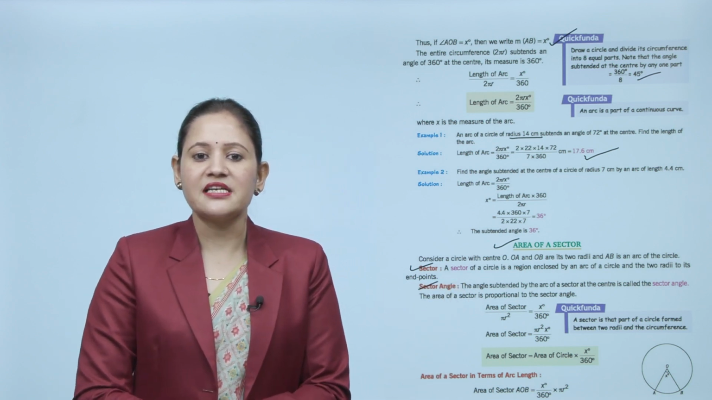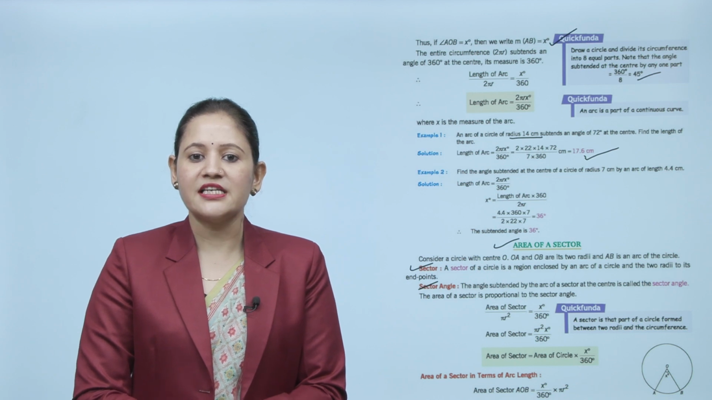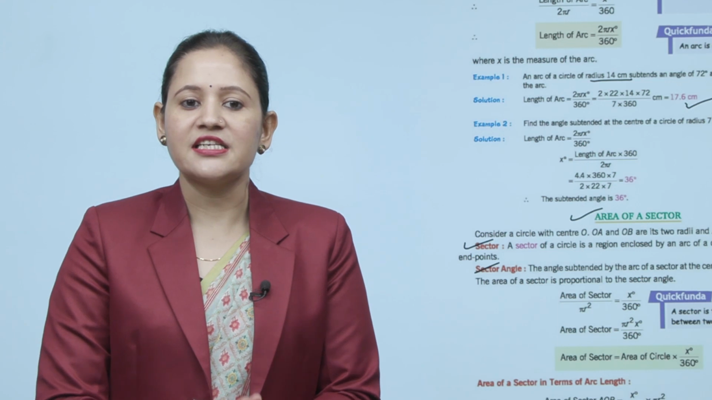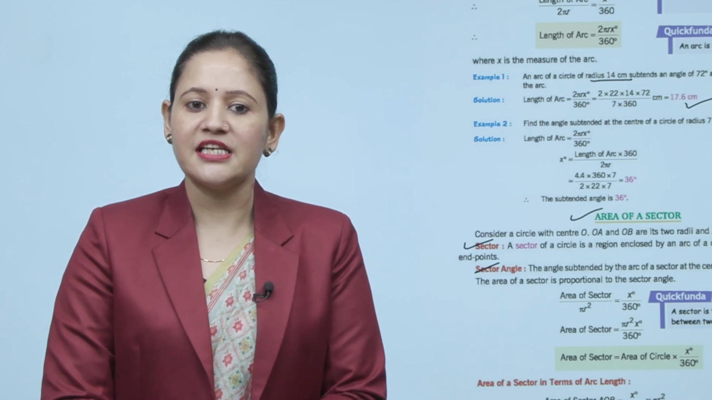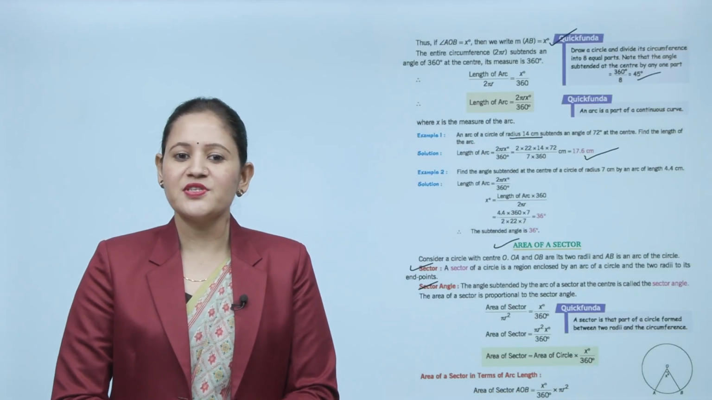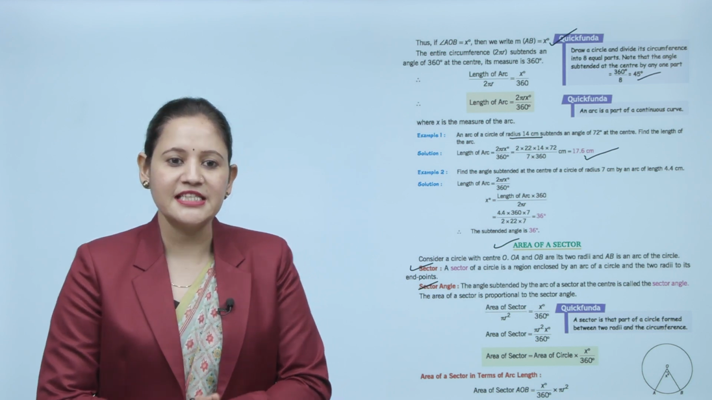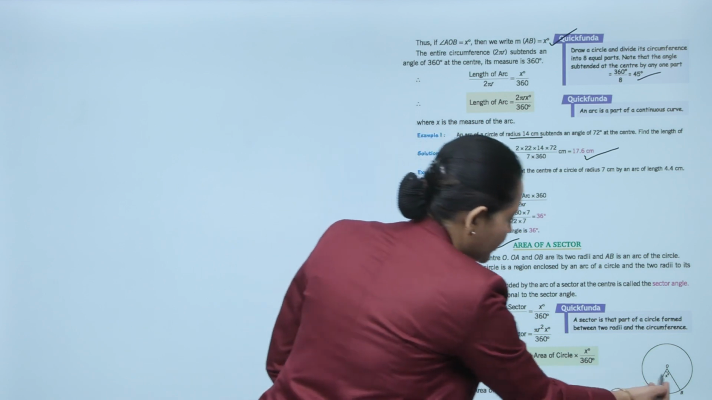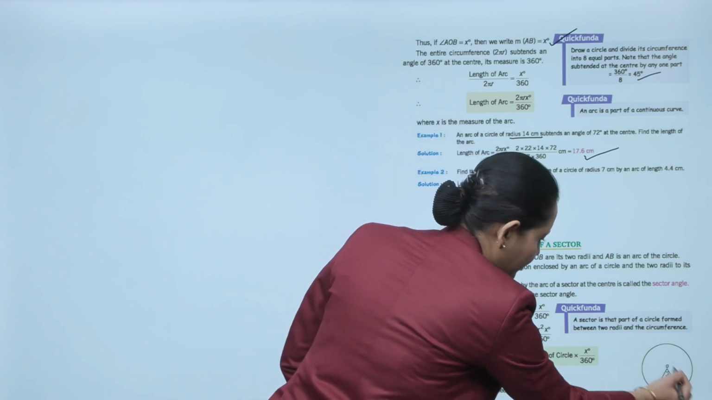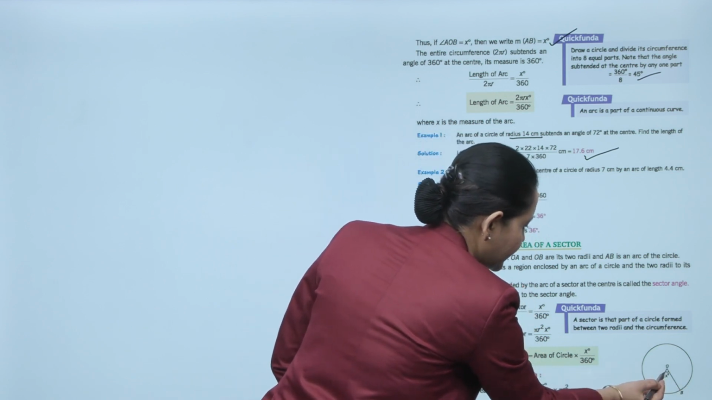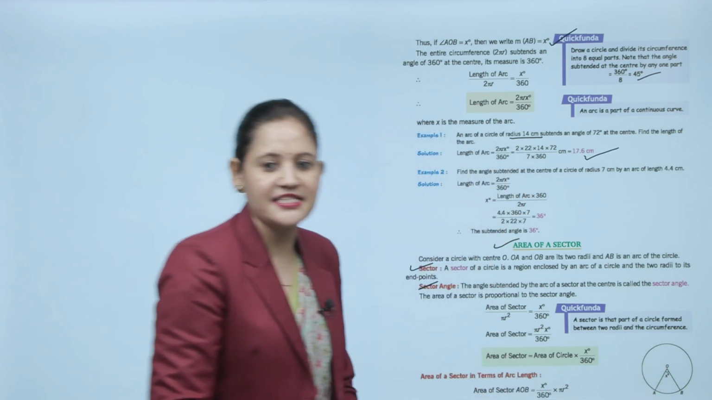The angle subtended by an arc of a sector on the center is called sector angle. The area of a sector is proportional to the sector angle. So area of sector equals area of circle multiplied by x degree upon 360 degree. Sector होगा, ये जो AB के अंदर का जो एरिया है, ये होगा sector, and this is the angle of sector and that is x degree.